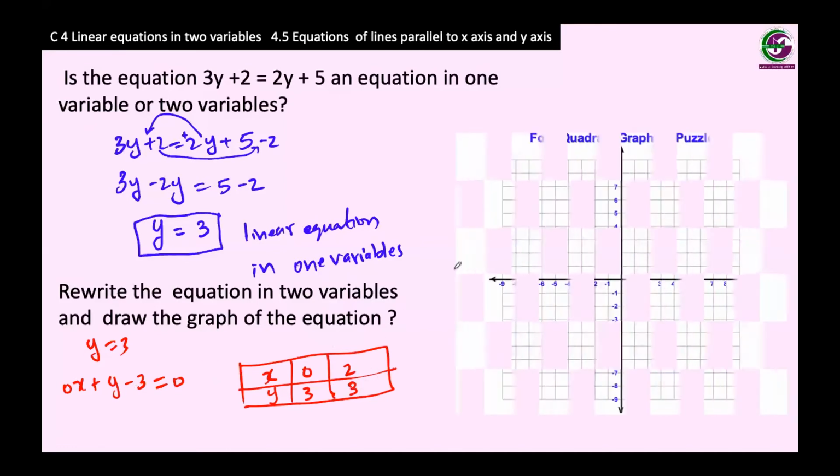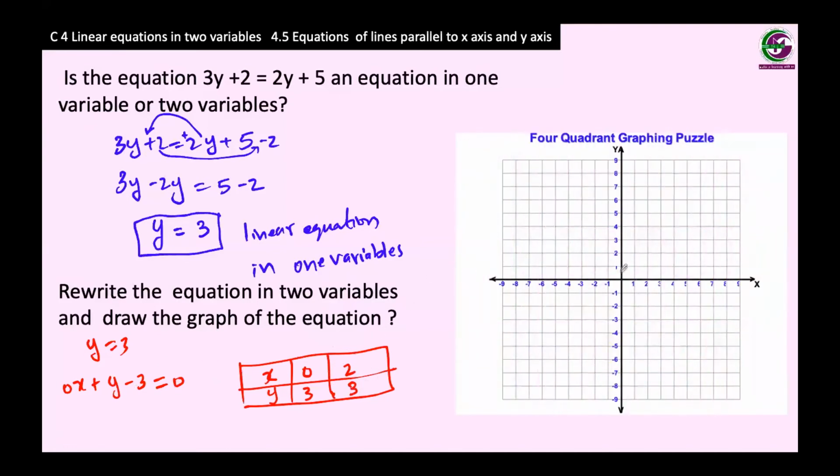So let's represent it. (0, 3) is a point. (2, 3) is a point. If you take 5, also it will be a point. So you can see that it is a line parallel to the x-axis. Why is it a line parallel to the x-axis? Because our equation is y = 3. If you have only one variable, we studied that it will be a line parallel to the opposite. The opposite of y is the x-axis. Is that clear?